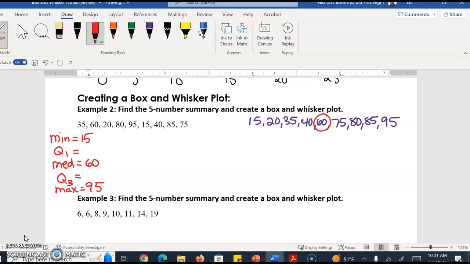Now remember, to find the lower quartile, or Q1, you're going to pay attention to the lower half of the data. So we're going to find the middle of this. So 15 and 40 we remove, but then we're left with 20 and 35 in the center. In order to find the median of that, we add 20 and 35 together, so 20 plus 35 gives us 55. And then we divide that by 2. So 55 divided by 2 gives us 27.5.